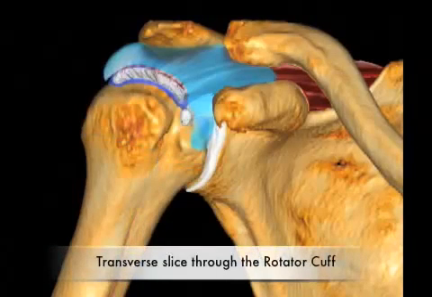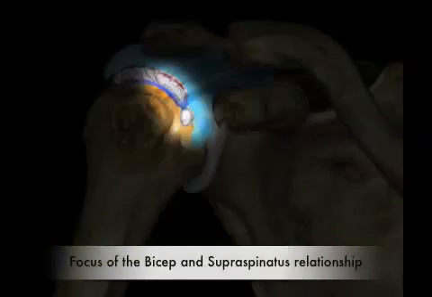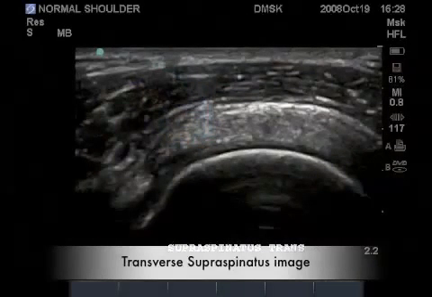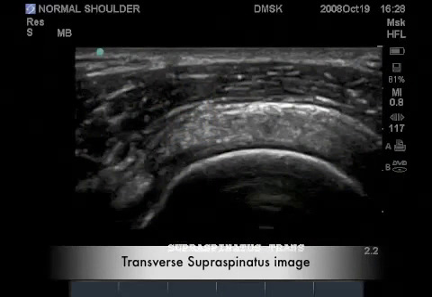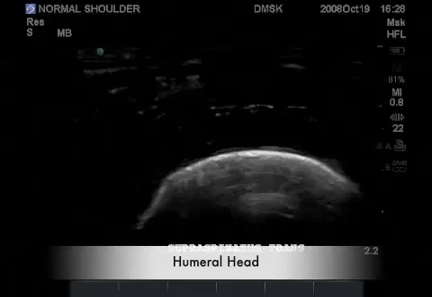This illustration represents a transverse slice through the anatomy of the supraspinatus and infraspinatus. The main emphasis of this video will be to describe the relationship of the supraspinatus and bicep tendon at the level of the rotator interval. This is a typical transverse image of the supraspinatus tendon resting near the bicep tendon. Here we have highlighted the humeral head with articular cartilage over the head.